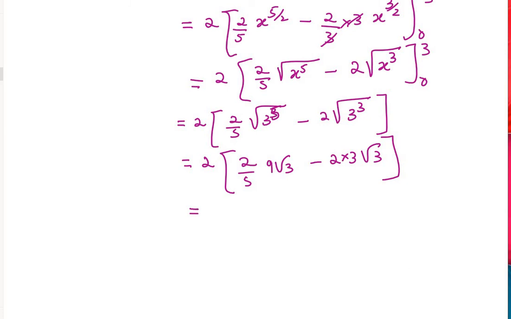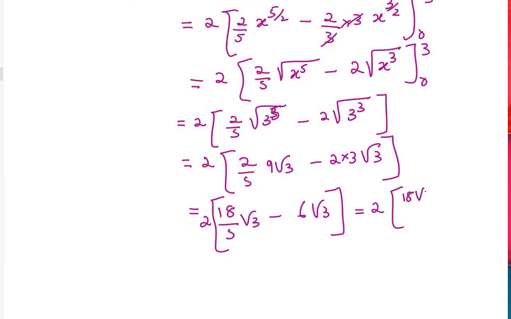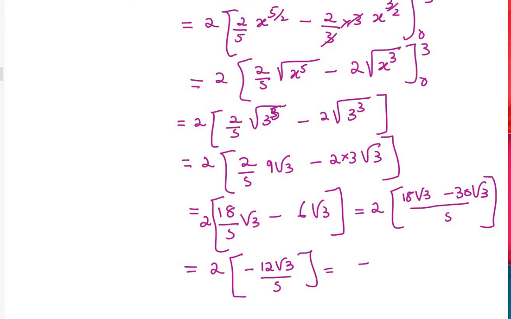So this is equal to what? It will be 2 into 9, it will be 18/5 root 3. Okay, 2 will be there. So minus, now this will be 6 root 3. Take the LCM, it will be 2 times (18 root 3 minus 30 root 3), whole thing divided by 5. And this is equal to 2 into (18 root 3 minus 30), it will be minus 12 root 3 by 5, which comes out to be, if you multiply, minus 24 root 3 by 5.